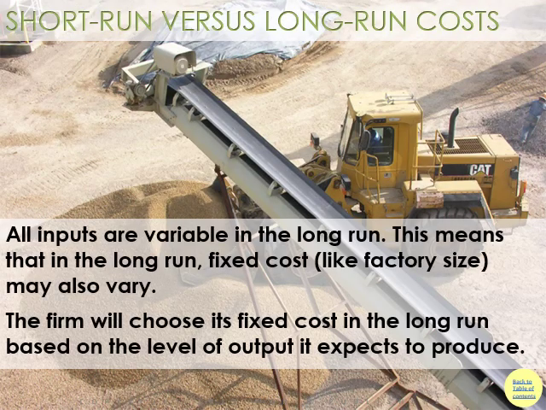Okay, now we look at the difference between short run versus long run economic costs. And in the long run, all of your inputs are variable. So there is no fixed input, because over time, if your planning horizon is long enough, you may decide to increase the size of your factory or increase the size of your farm in terms of land, if that was your fixed input. So the long run is a period of time that's long enough that all of your inputs are variable.